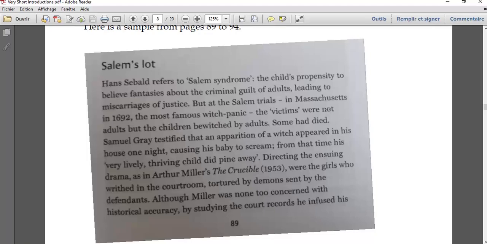But at the Salem trials in Massachusetts in 1692, the most famous witch panic, the quote, victims, unquote, were not adults, but the children bewitched by adults. Some had died. Samuel Gray testified that an apparition of a witch appeared in his house one night, causing his baby to scream. From that time his, quote, very lively, thriving child did pine away, unquote. Directing the ensuing drama, as in Arthur Miller's The Crucible, 1953, where the girls writhed in the courtroom tortured by demons sent by the defendants.